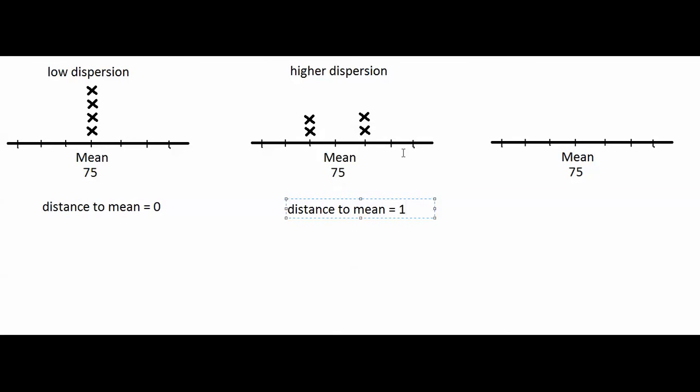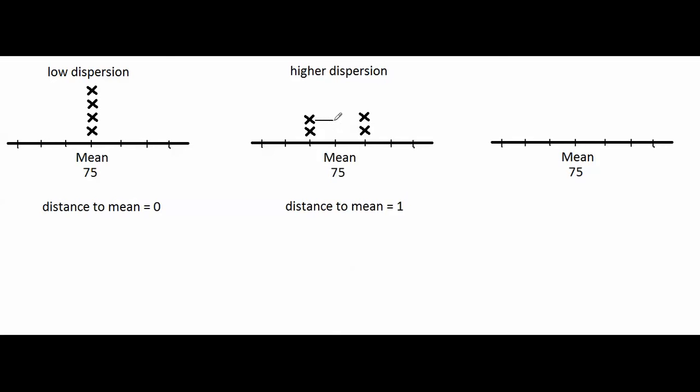So in the data set with lower dispersion, each value was 0 away from the mean, because they were all equal to the mean. And in this data set with higher dispersion, each value is now 1 away from the mean. So the values are getting spread out further away from the mean in both directions. So now each value is further away from the mean than it used to be over here.